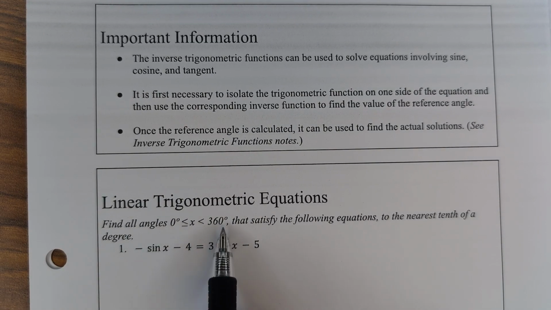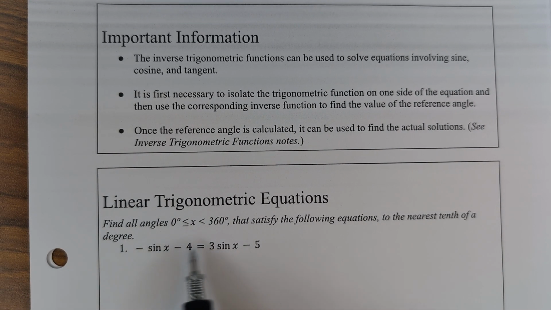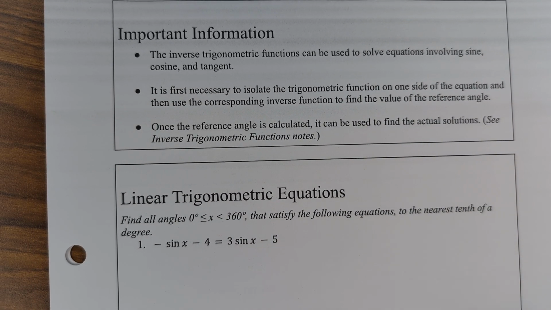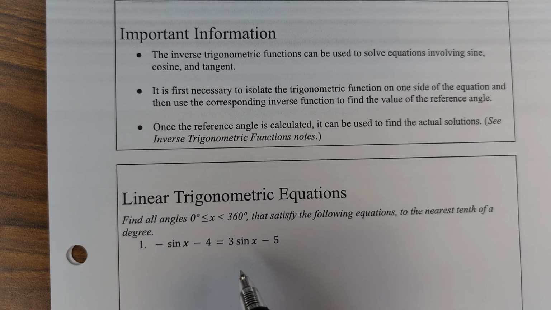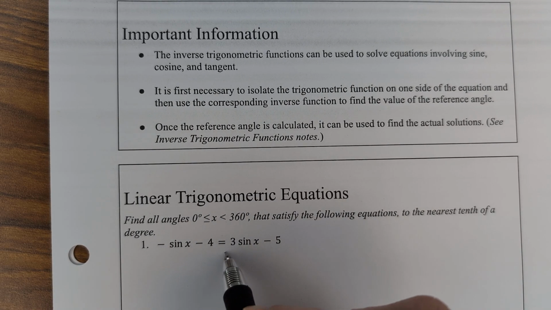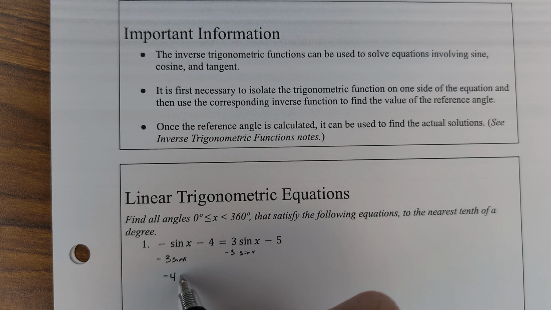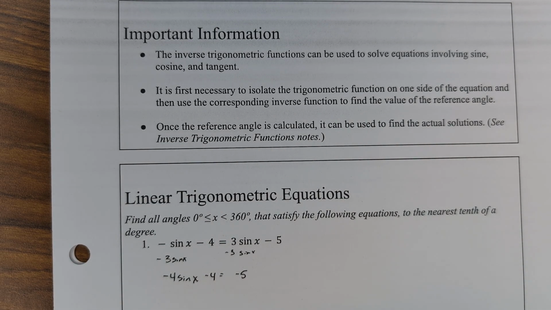So find all angles 0 to 360 that satisfy the following equations to the nearest tenth of a degree. The first thing I need to do is get all my trig functions on one side and all my numbers on the other side. So I'm going to move all my trig functions to the left, all my numbers to the right. So this 3 sine x needs to move to the left, so that's -4 sine x minus 4 equals -5.